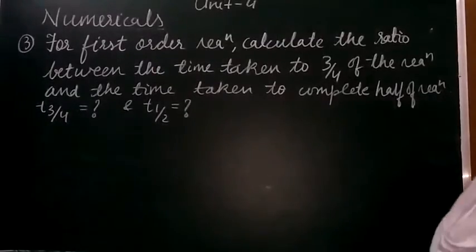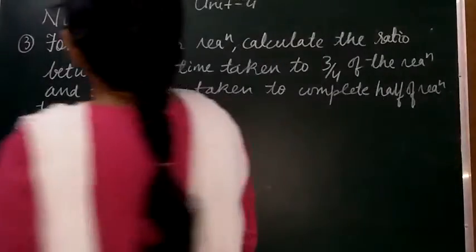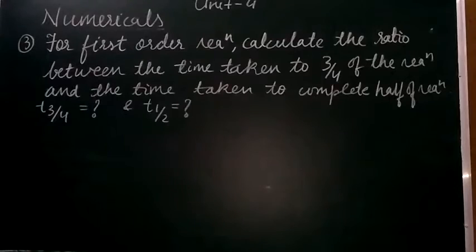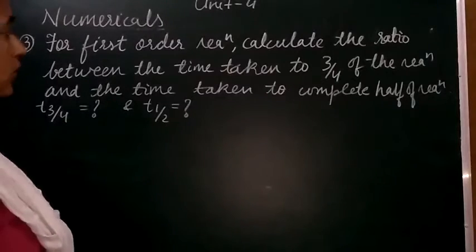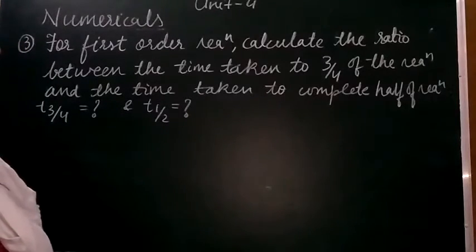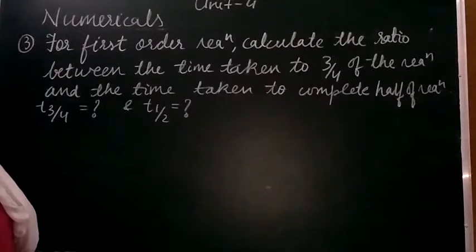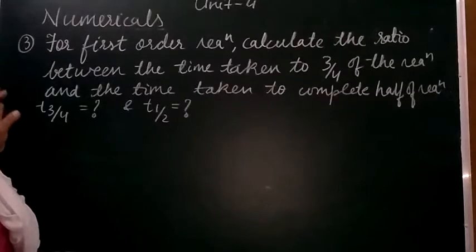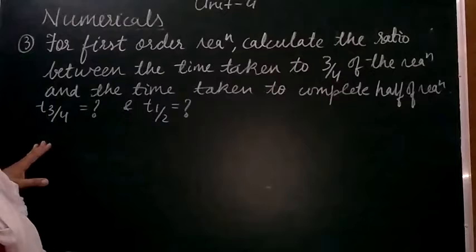Student, now you can have the next numerical here. That is the third one. It is for first order reaction. Calculate the ratio between the time taken to complete 3/4 of the reaction and the time taken to complete half of the reaction. So, student, here it is a first order reaction first of all, right?